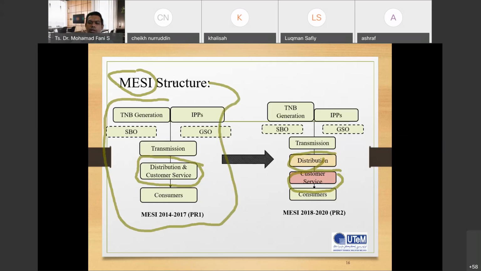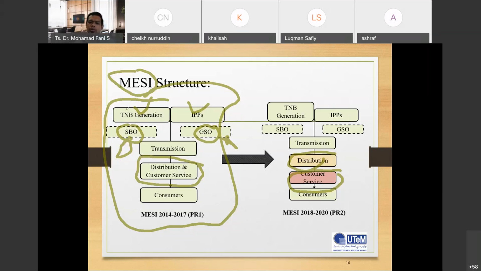For Malaysia, we have the generation IPPs, and under the MESI for this IBR regime, we have SBO, ring-fenced, single buyer operation, and GSO, grid system operator. So here there's the opportunity to get jobs from the SBO and GSO later on in the market. So you are not only targeting to get jobs from the TNB. Of course there's the opportunity to get involved in SBO and GSO.